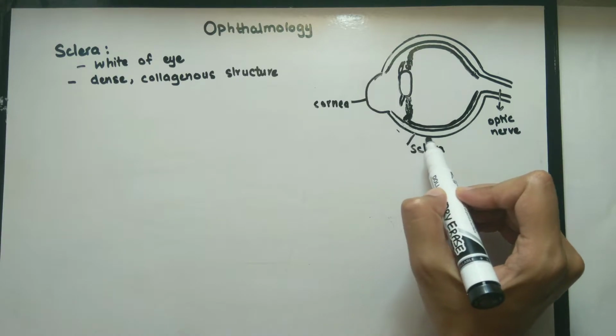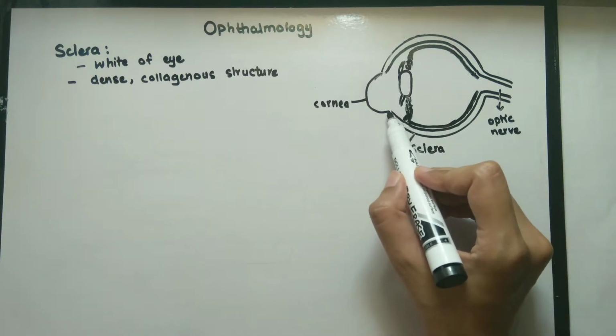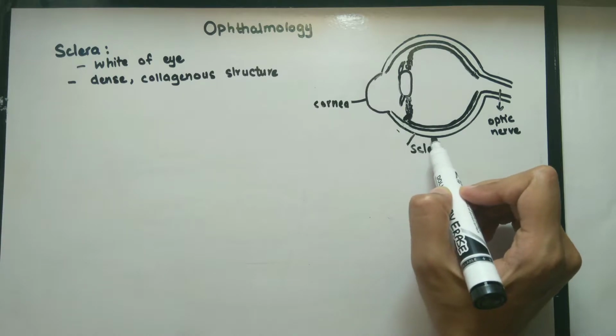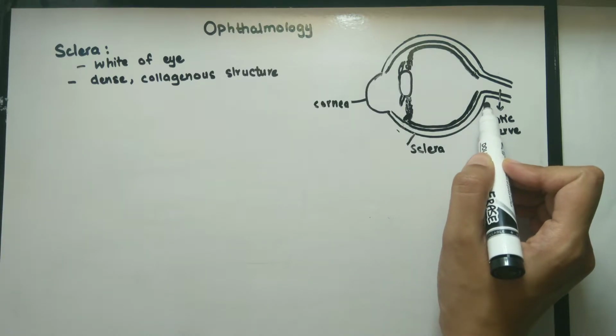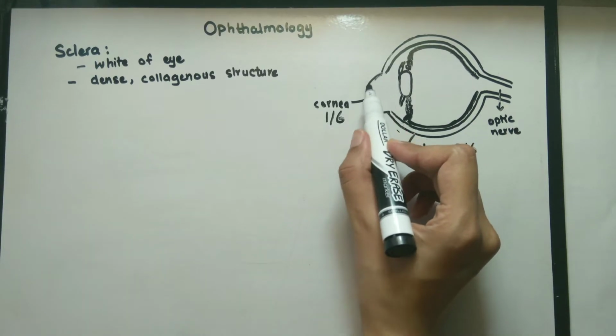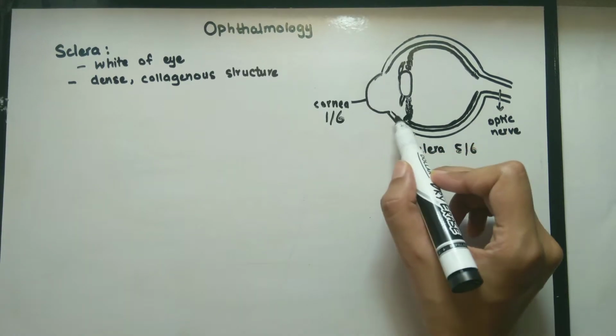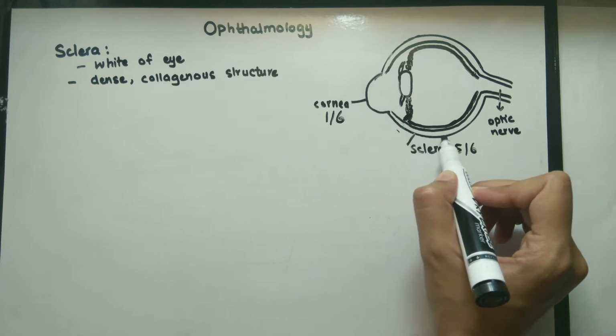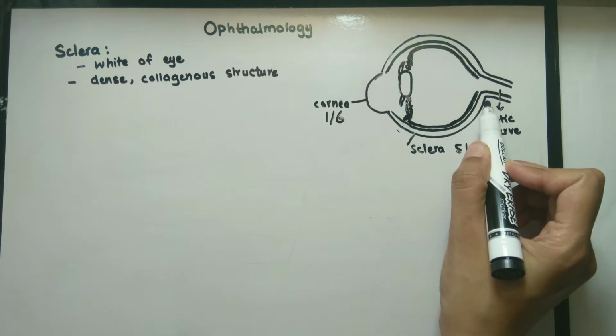This all is sclera, starting from here and then it moves on. The eye is divided into 6 parts. This anterior 1/6 part is formed by the cornea and the posterior 5/6 part of the eye is formed by the sclera.